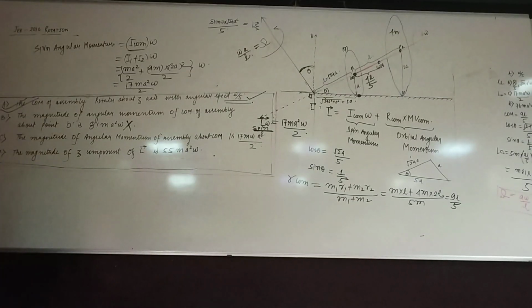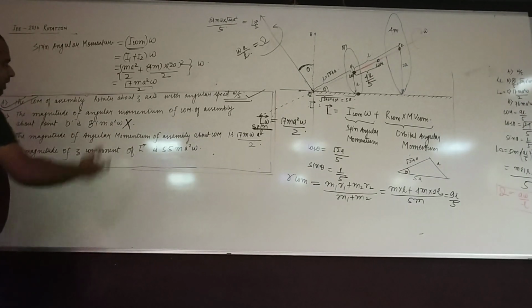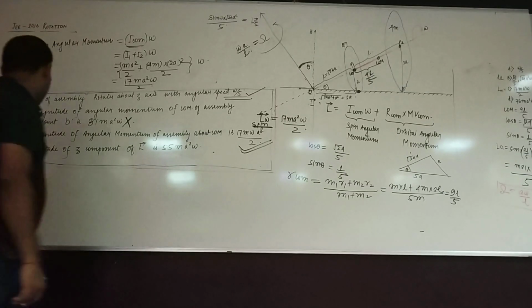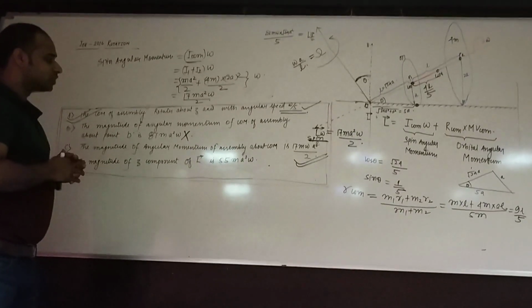Okay, so let's move on further. The last part of the question. So this is correct, this one is correct. The last part of this question is that the magnitude of z component of L is 55m a square omega.